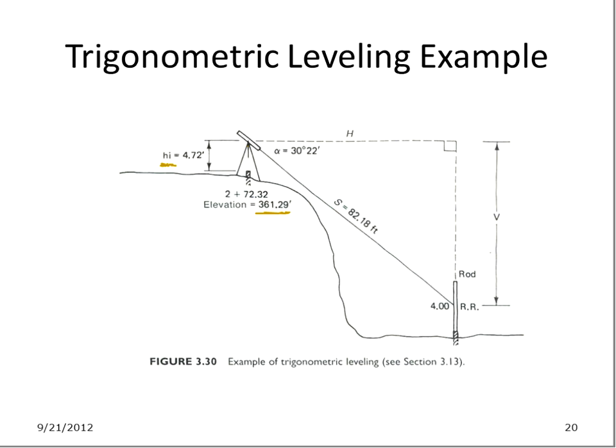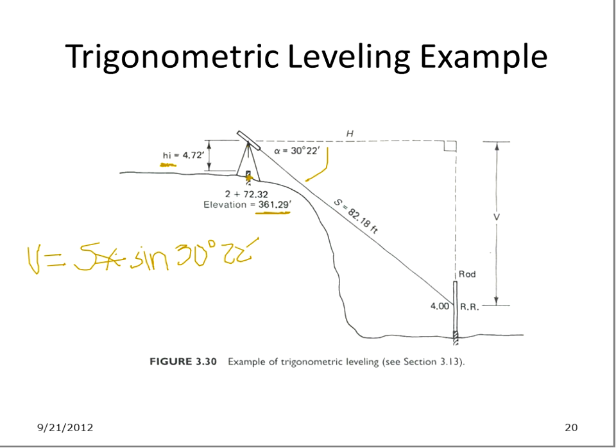and we know what V is, right? We can calculate V. V is going to be equal to the slope times the sine of our angle here, 30 degrees, 22 feet. Okay? Then we're able to calculate V.